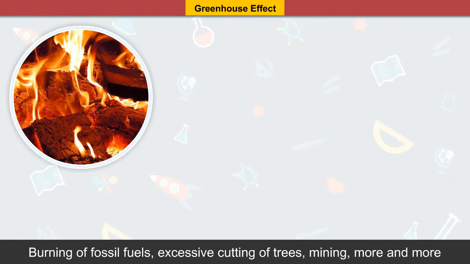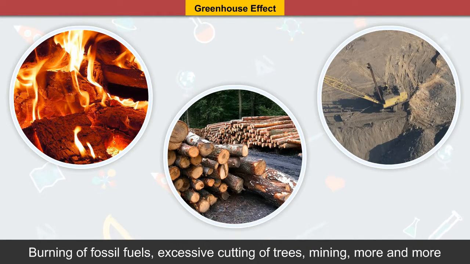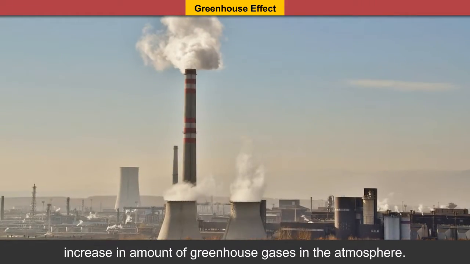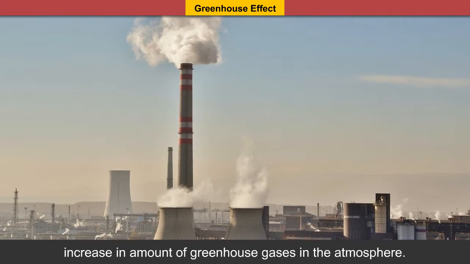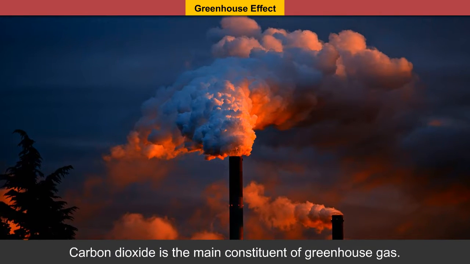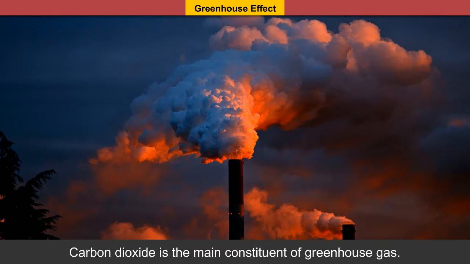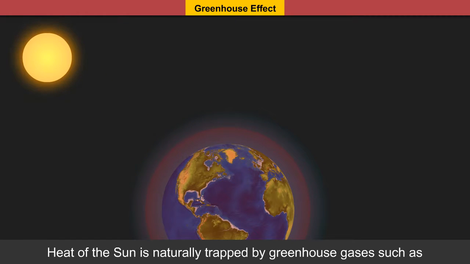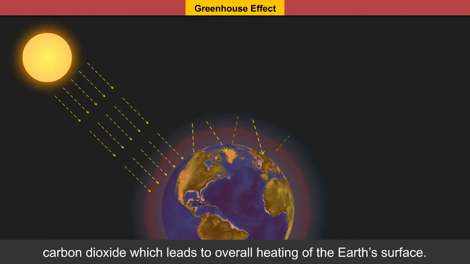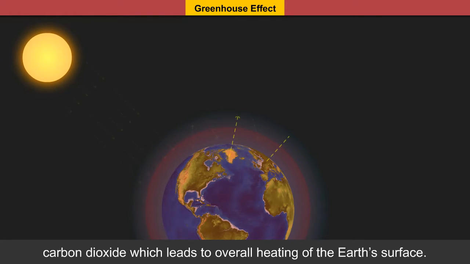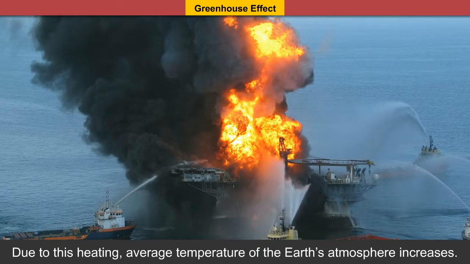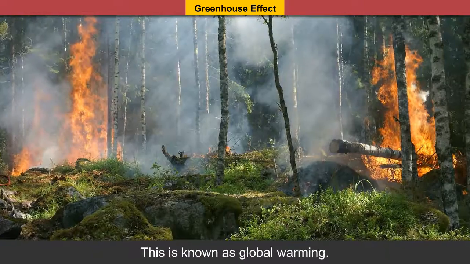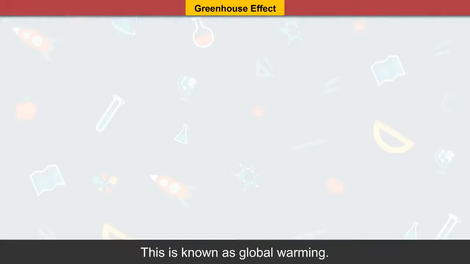Burning of fossil fuels, excessive cutting of trees, mining, more and more construction, and setting up of industries cause an abrupt increase in the amount of greenhouse gases in the atmosphere. Carbon dioxide is the main constituent of greenhouse gas. Heat of the sun is trapped by greenhouse gases such as carbon dioxide, which leads to overall heating of the Earth's surface. Due to this heating, average temperature of the Earth's atmosphere increases. This is known as global warming.